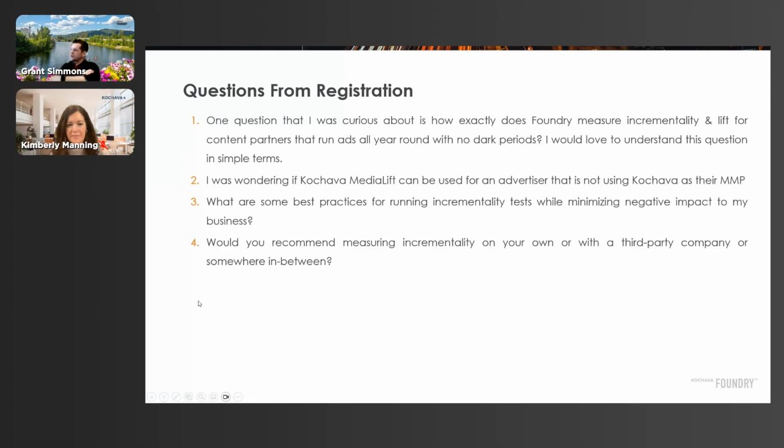Would you recommend measuring incrementality on your own or with a third-party company or somewhere in between? Hey, I always recommend measure your own. You're the one with the checkbook. It's on you, right? I'll go a little further down the spectrum. I do trust Kochava because we've got no skin in this game other than to just tell the truth, right? And so third parties can be trustworthy. I would be a little bit skeptical if it's measurement provided by the folks running the media.